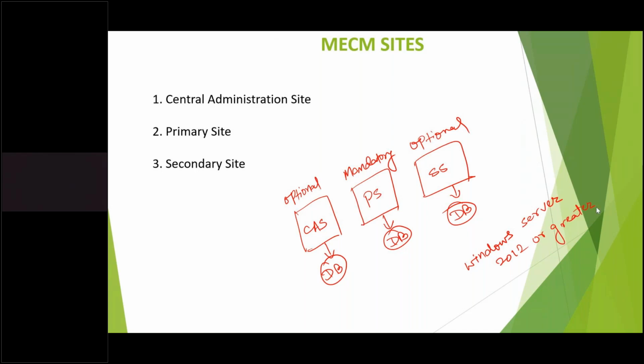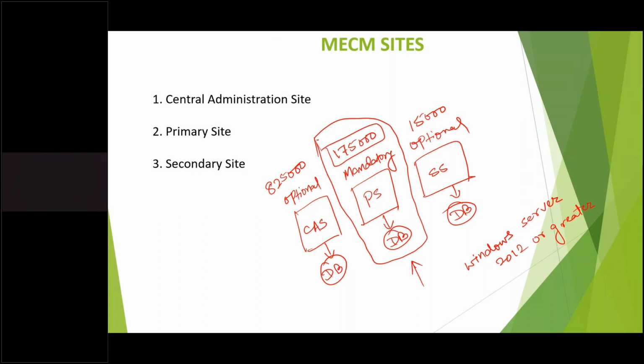Now, how many devices can you have in one central administration site hierarchy? It is 825,000 devices. One primary site can have a maximum of 175,000 devices, and a secondary site can have a maximum of 15,000 devices. This is the maximum limit. The main site in SCCM is the primary site server. You can have one primary or more than one primary site server. One primary can manage up to 175,000 devices in total.